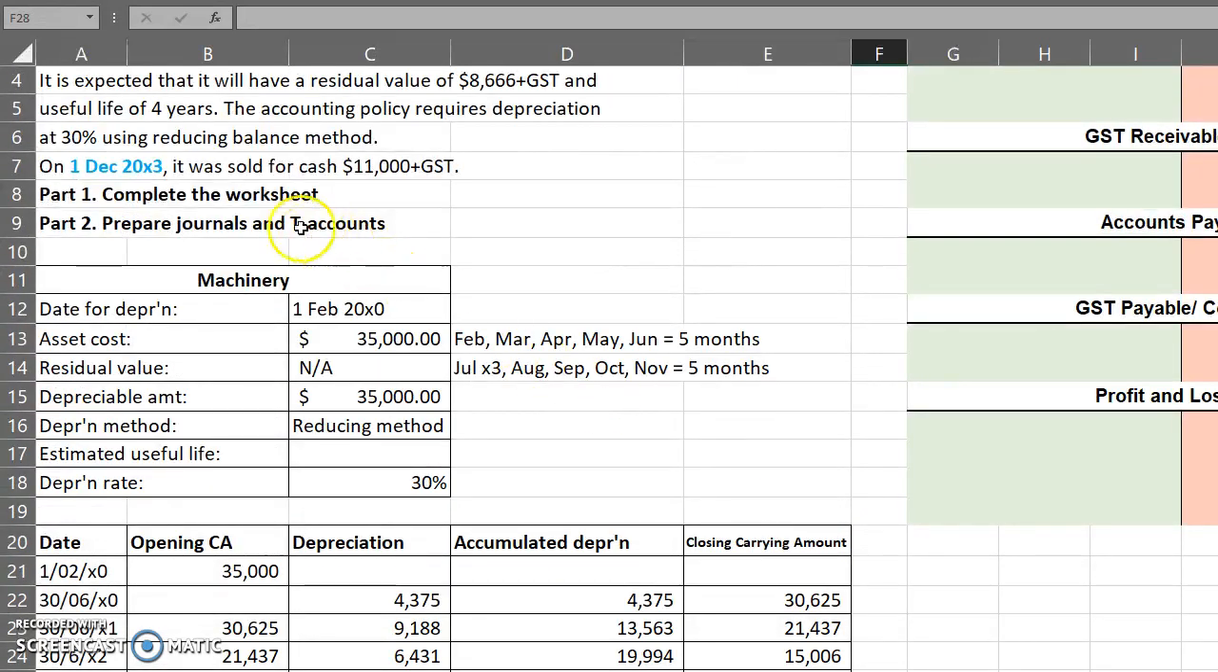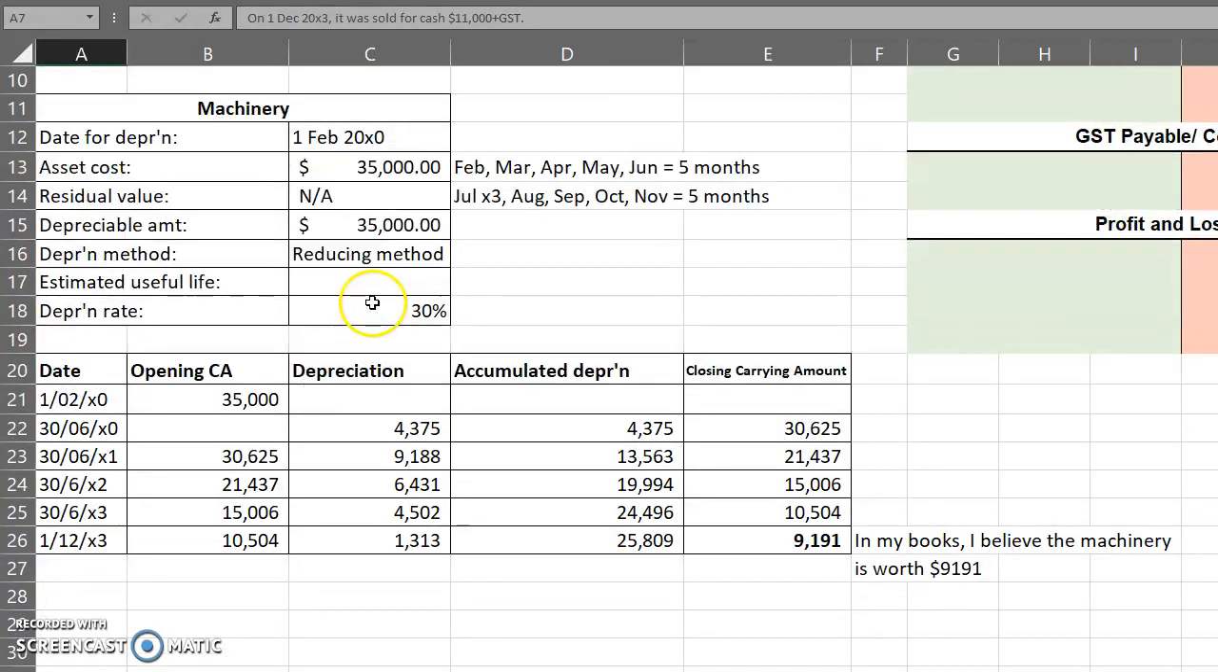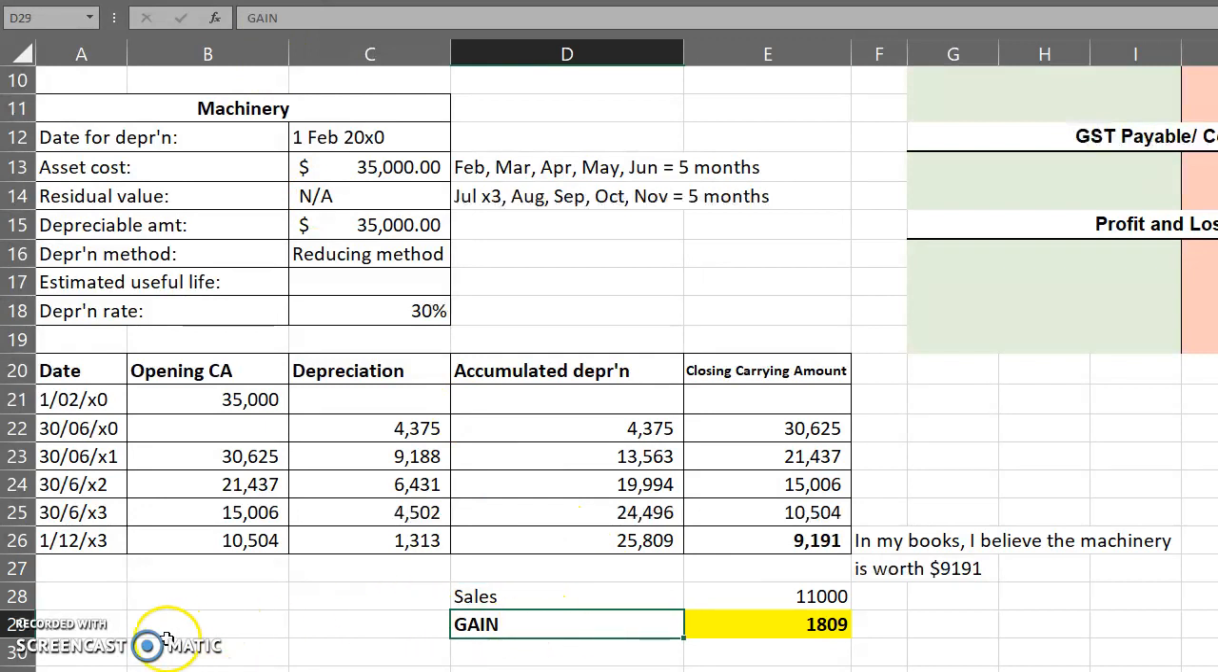However, we're told that we sold it for cash, $11,000 plus GST. Okay, so what we need to say is sales, we sold it for 11. So somebody else externally believes that the machine is worth $11,000. Therefore, I have made a gain because I sold it for more than what I thought it was worth in my books. So the gain will be 11 minus closing amount. So the gain is $1,809. Okay. And that is it for part 1.